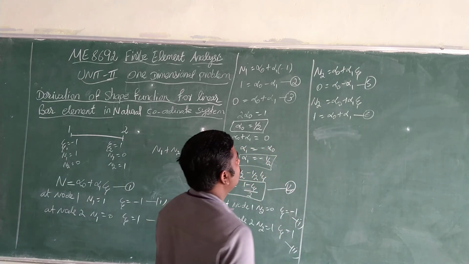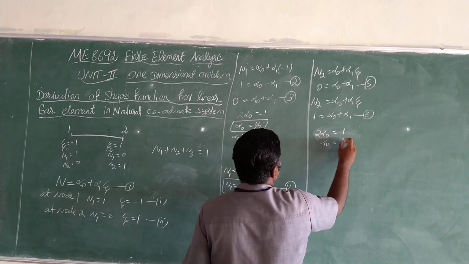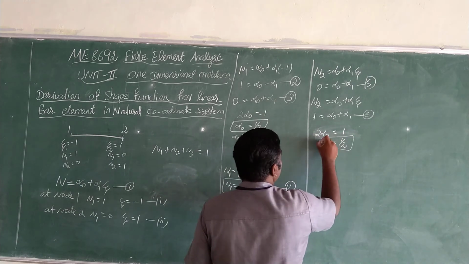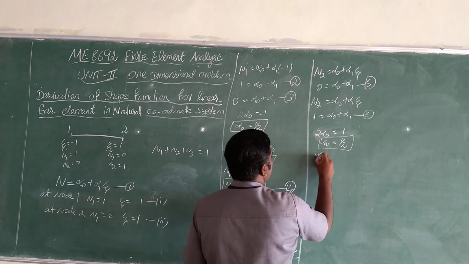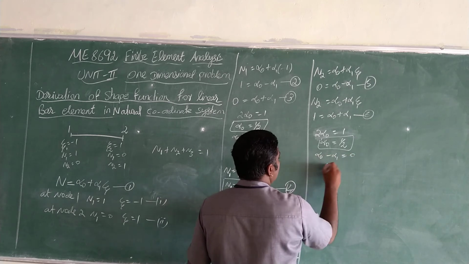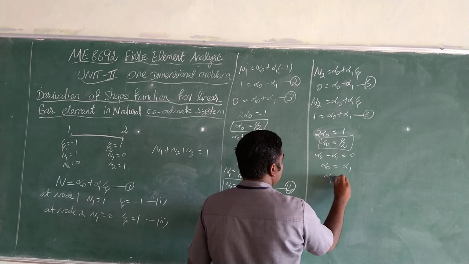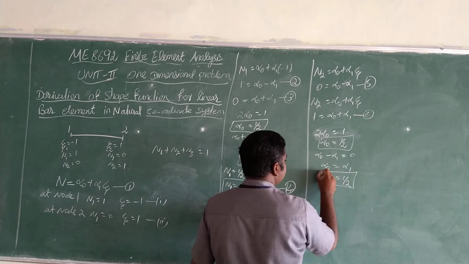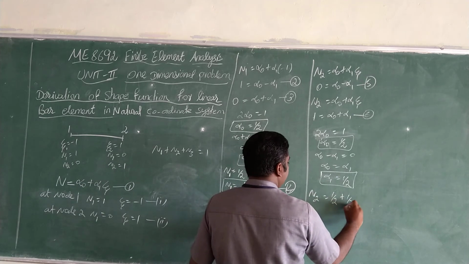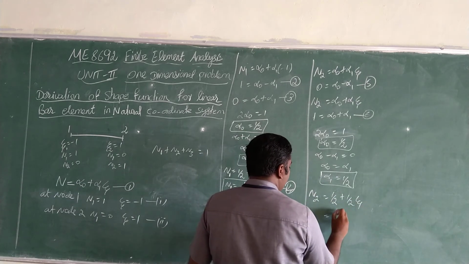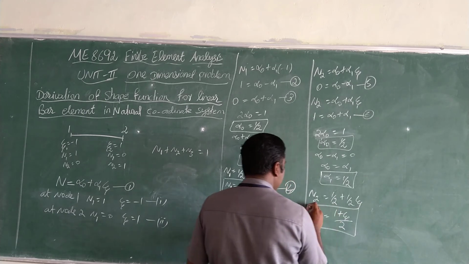You will get 2 alpha naught equal to 1, alpha naught equal to 1 by 2, and substitute this in equation 5, that is alpha naught minus alpha 1 equal to 0, alpha naught equal to alpha 1, therefore alpha 1 equal to 1 by 2, and therefore n2 equal to 1 by 2 plus 1 by 2 psi, therefore 1 plus psi by 2, that is n2.